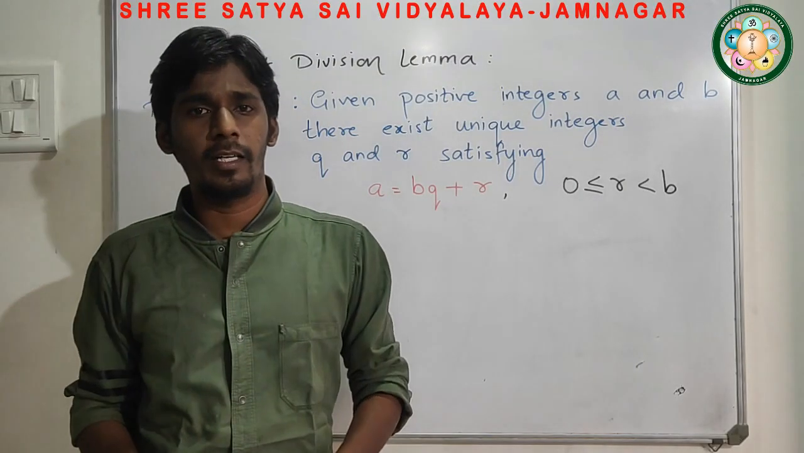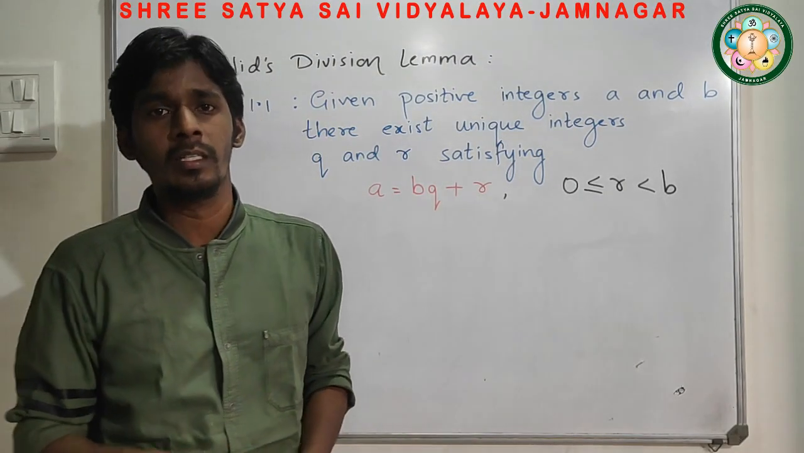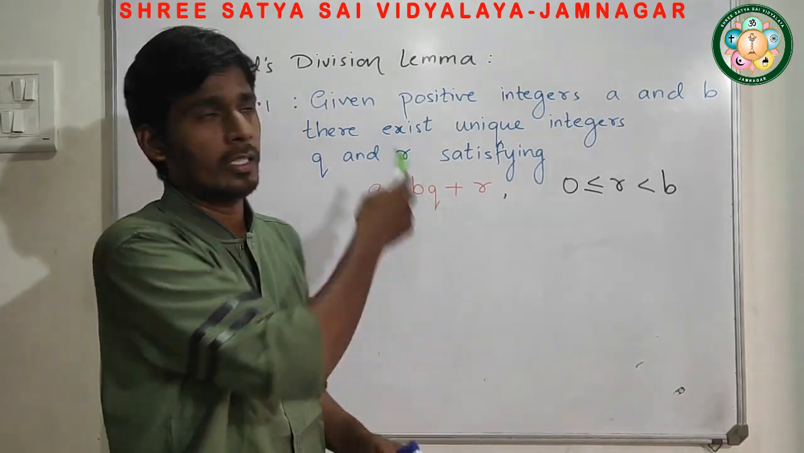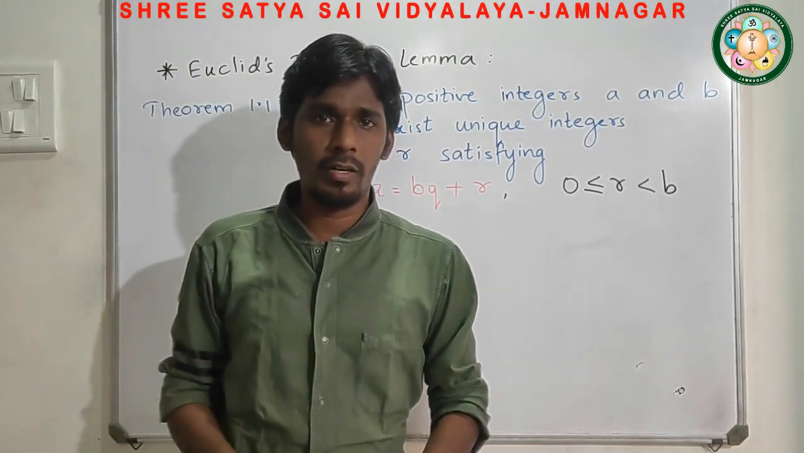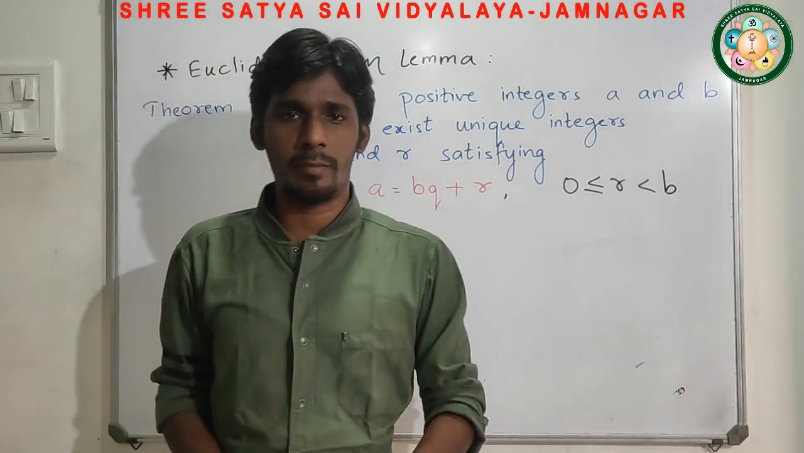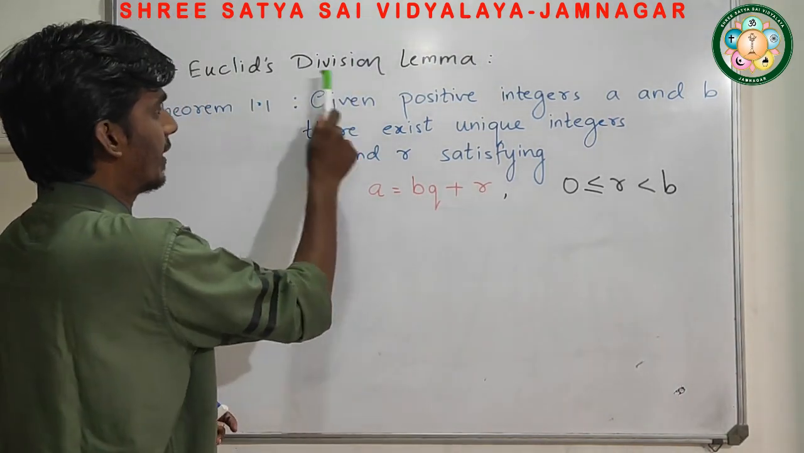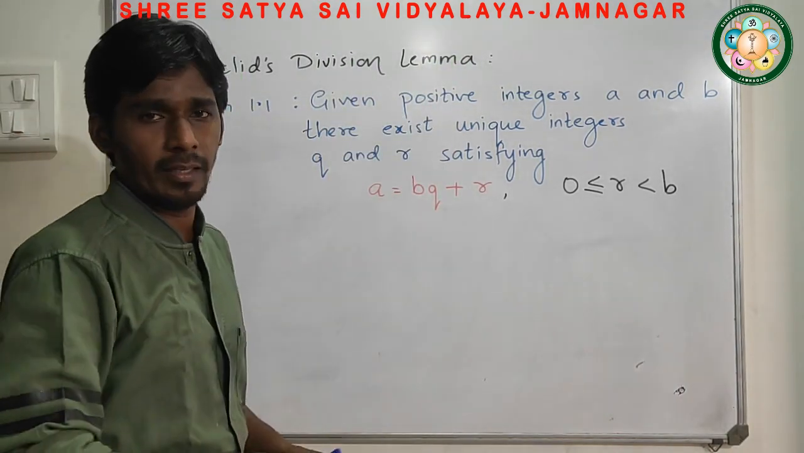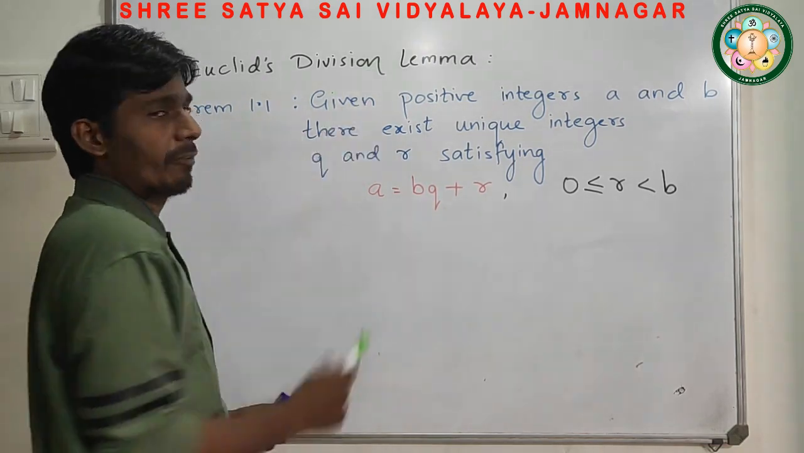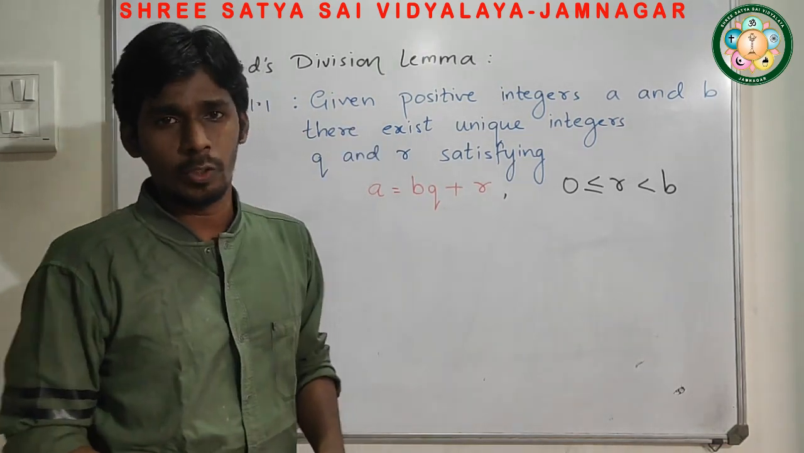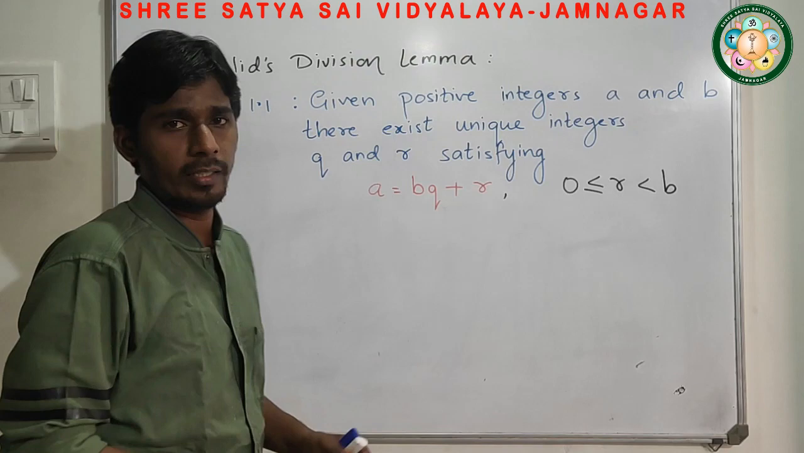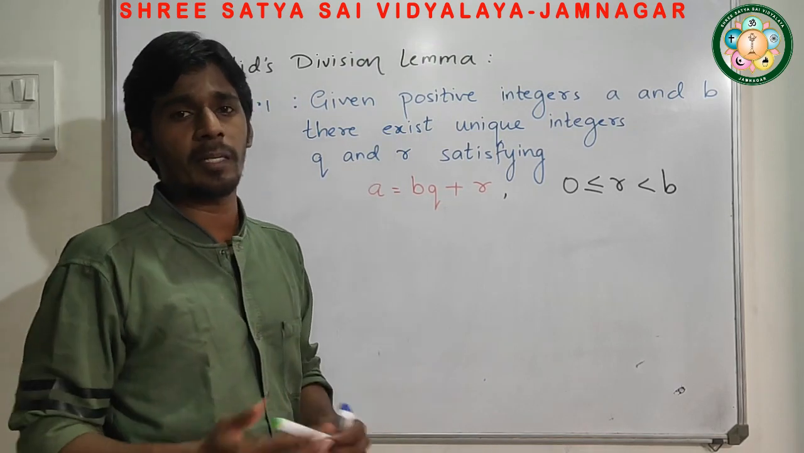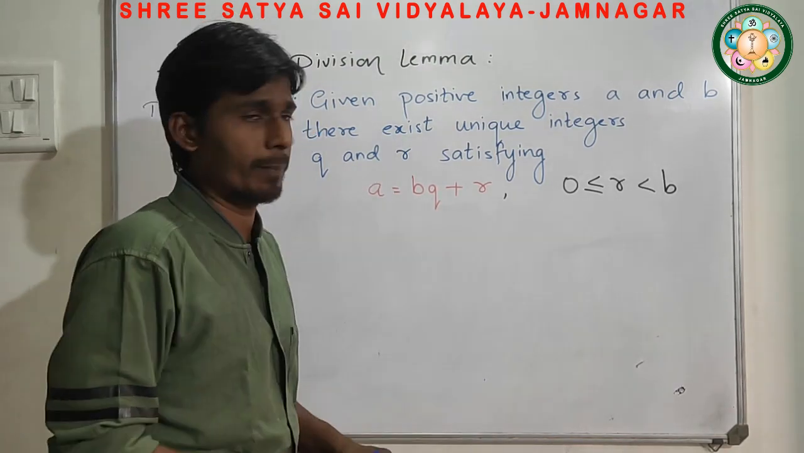This topic is very important for exercise 1.1. Exercise 1.1 is totally based on Euclid's division lemma only. So let's try to understand its statement. First of all, Euclid's division lemma. Euclid is the name of a mathematician. Division, it's a division of any two integers. And lemma means what? It's a proven statement, a statement which has already been proved.